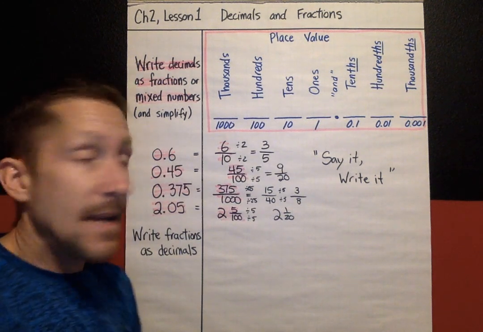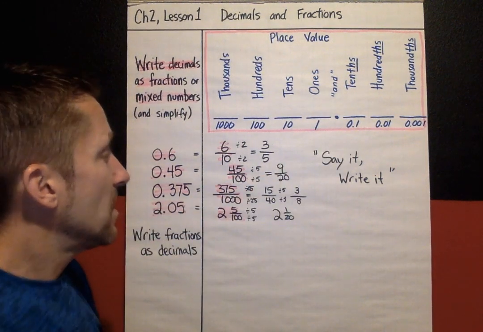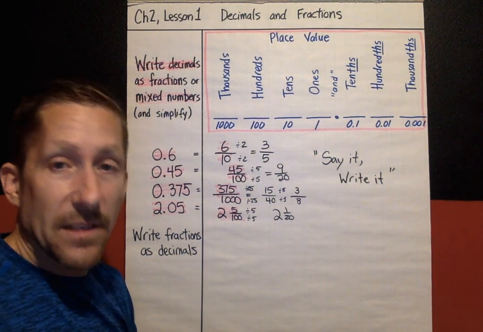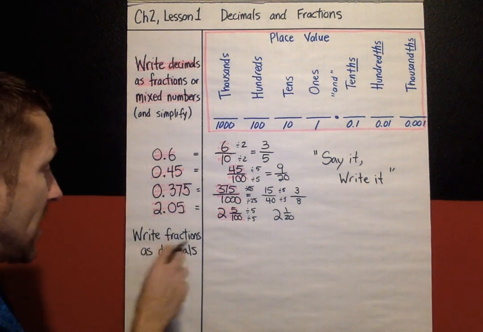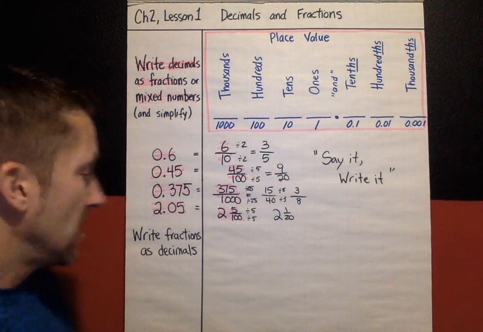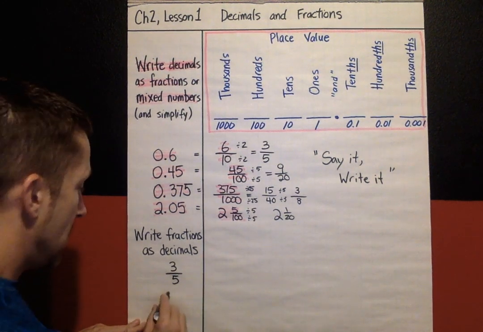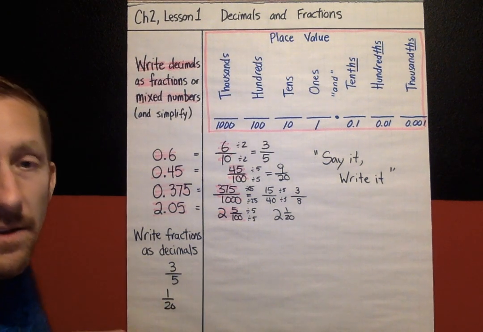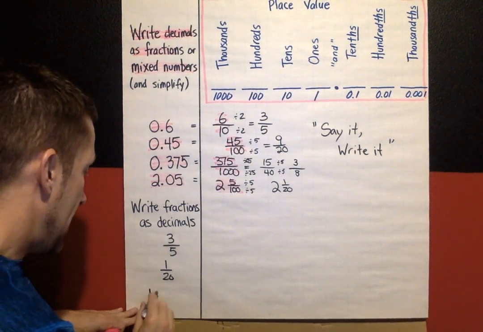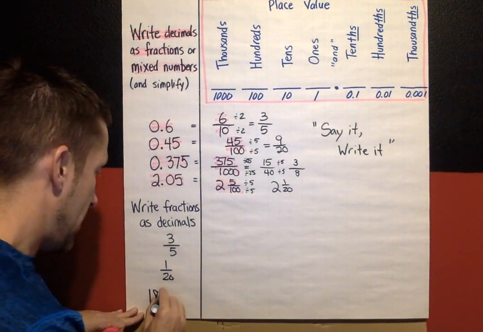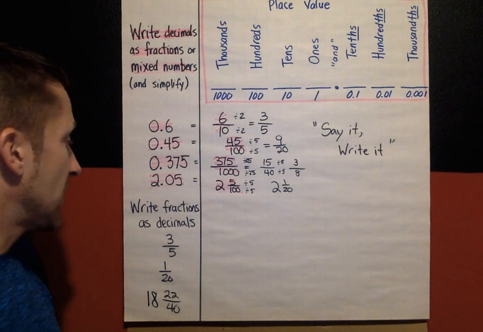So half of your practice today is going to be this, starting with a decimal, putting it into the place value chart, and writing it down as a fraction, simplifying it if you can. The other half of your practice today is going to be writing fractions as decimals. So let's get some examples. 3/5, 1/20, 18 and 22/40 will be our last example.